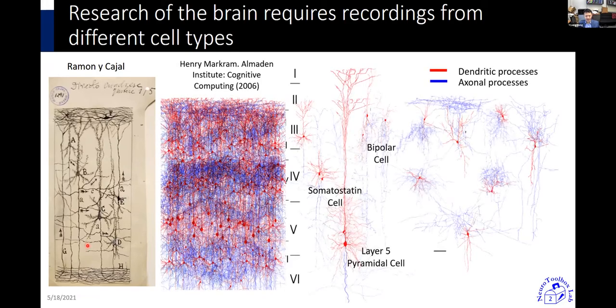Now people take very detailed images using electron microscopy and can derive the full morphology to look at the different types of neurons, whether they be large ones that extend over multiple layers of the cortex or small ones that operate over a smaller regime.